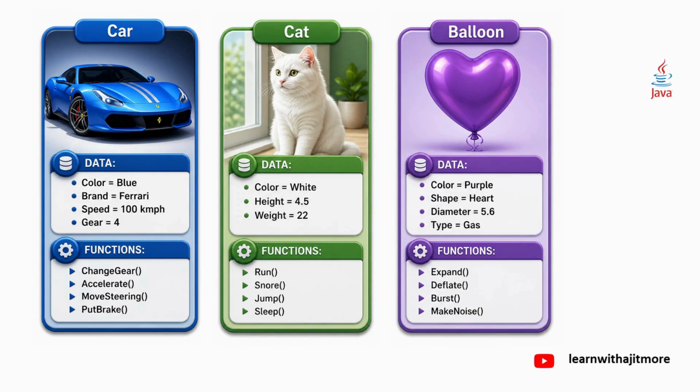So quickly, can anyone tell me any one example other than these three? Just tell me the characteristics and the behavior. Anything you see in the surrounding.